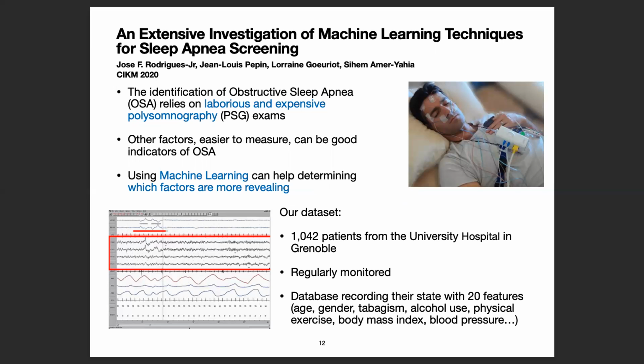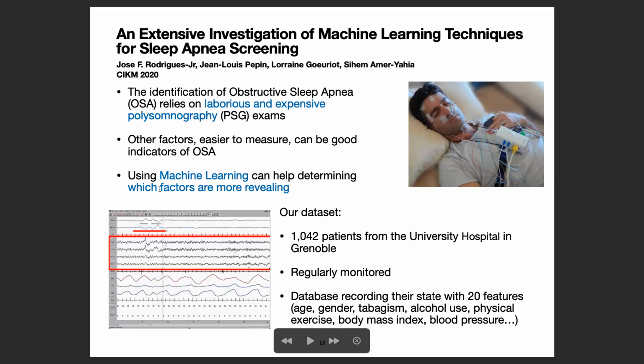So the identification of obstructive sleep apnea, also called OSA, relies on a laborious and expensive exam called polysomnography. This exam consists in measuring all sorts of things on a given patient that would go to the hospital and spend the night there. The machine will record a lot of different signals from the patient, and based on all these signals, as you can see on the bottom left of my slide, an expert will determine whether this patient suffers from obstructive sleep apnea or not.